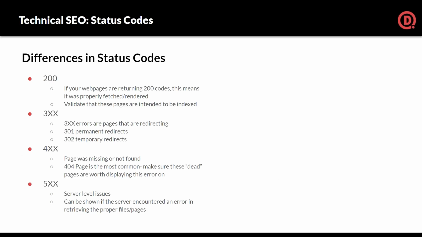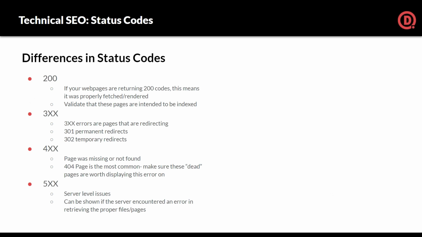Differences in status code. So as I mentioned before, all your web pages have a specific status code. 200 is really what we're looking for. This just means that it's valid, it can be rendered and fetched properly, and that these are very indexable. 300 errors are a little bit different. They can range from 301, 302, 307. In most cases, we're only really dealing with 301 or 302. 301 just means a permanent redirect, and 302 just means temporary.